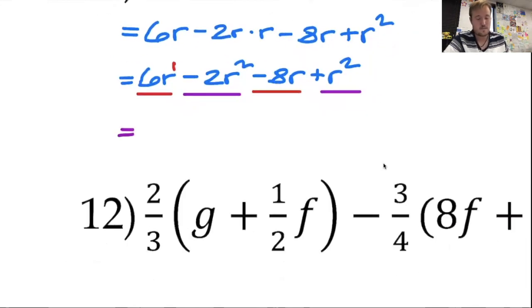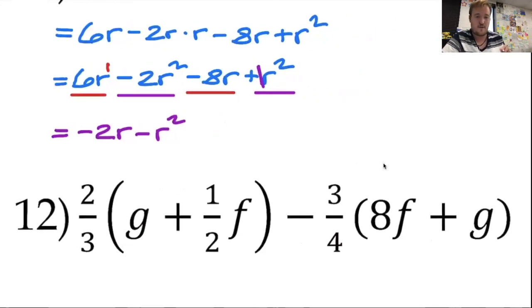So in this case, I'm going to have 6r minus 8r, so 6 minus 8, which gives you negative 2r. So the coefficient's what changes here. The actual variable here, it stays the same. So now I'm looking at the squareds. So negative 2r squared plus r squared. So this is a 1, since there's not a value written. So negative 2 plus 1, which gives you a negative r squared.